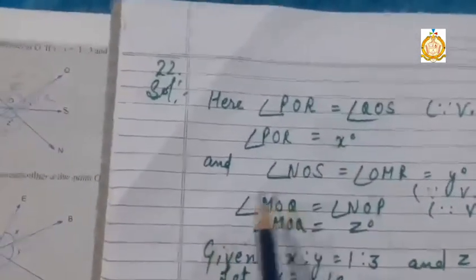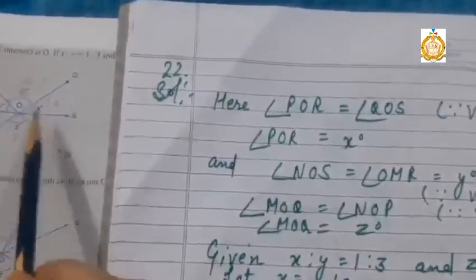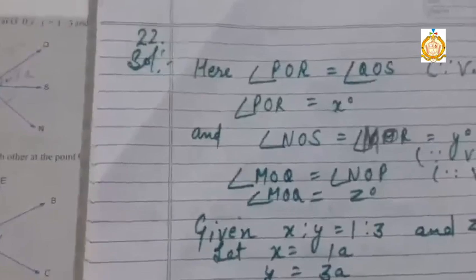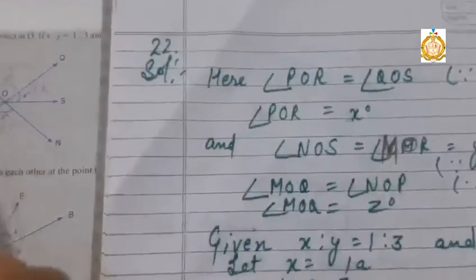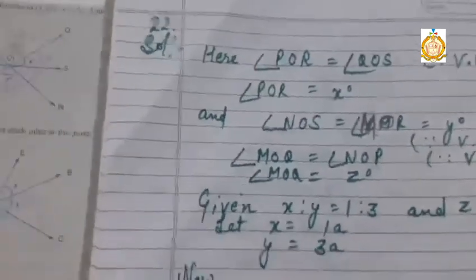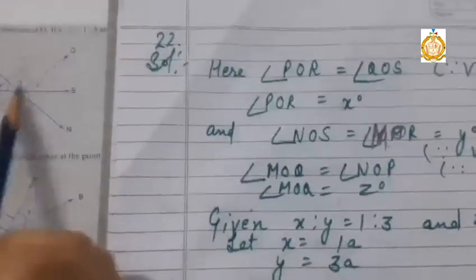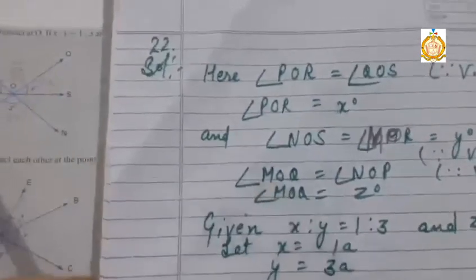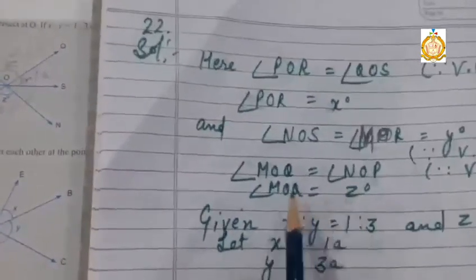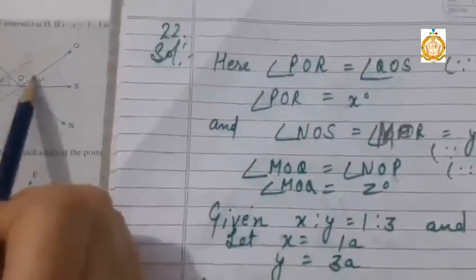So writing it here again, angle NOS. NOS is vertically opposite to the angle MOR. So if this is y, this would also be y. Its value is y, because these are vertically opposite angles. Again, angle MOQ is equal to angle PON, or you may say NOP, because these are vertically opposite angles. Here it is z, so this one angle would also be z.